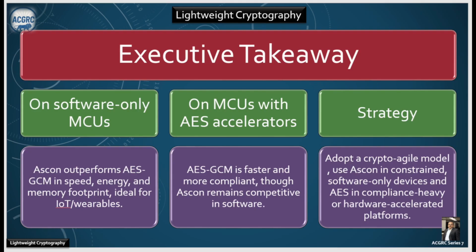Takeaway: on software only MCUs, Ascon outperforms AES-GCM in speed, energy, and memory footprint. Hence, it's ideal for IoT and wearables. On MCUs with accelerators, AES is faster and more compliant, though Ascon remains competitive in software. The strategy that can be taken is to adopt a crypto agile model: use Ascon in constrained software only devices, and use AES in compliance heavy or hardware accelerated platforms.